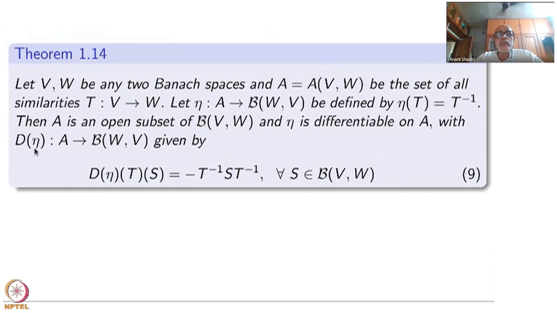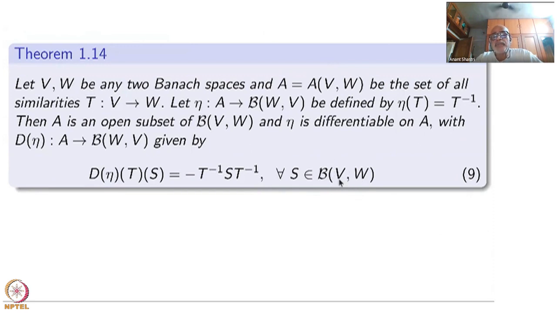Okay, so I am stating a non-trivial thing here. First of all, I say that this subset is an open subset of B(V, W). Remember, B(V, W) itself is a Banach space. And eta is differentiable on A. Further, the derivative d eta, which is a map from A into B(W, V), because eta itself is a map into B(W, V), so its derivative is also taking values there. For each point T, you have a linear map given by d eta at T, operating on S. This is nothing but pre-composing with T inverse, post-composing with T inverse and taking the minus. So it is a complicated derivative here, okay? For every S belonging to B(V, W). S is not invertible. S is an arbitrary element.